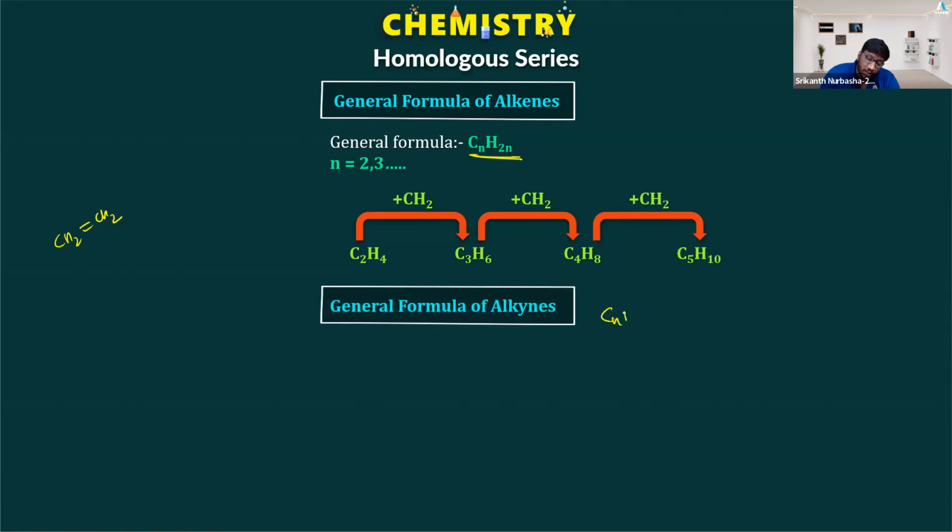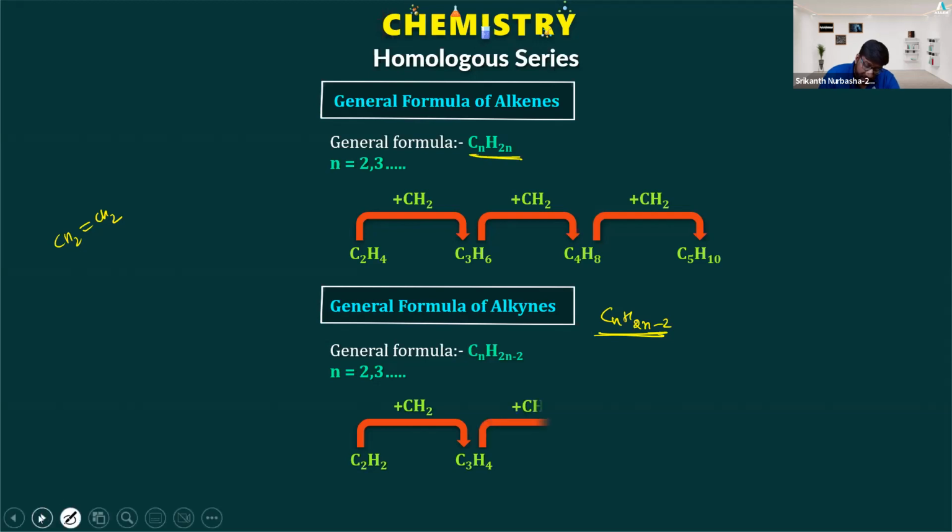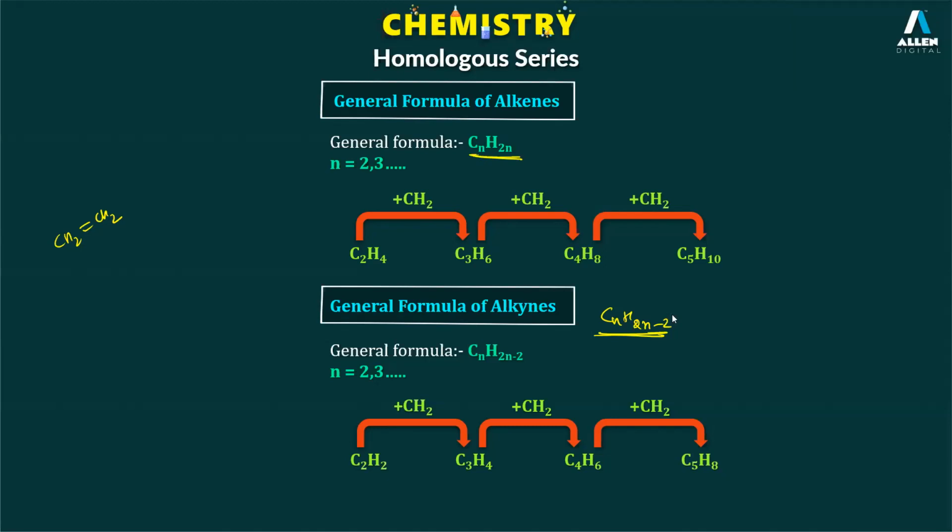Alkynes, what is the general formula? CnH2n minus 2. Here you can have one triple bond. Yes or no? The minimum number of carbon atoms required for an alkyne to be possible is 2 carbons. C2H2, C3H4, C4H6, C5H8. All of them fall under the formula CnH2n minus 2. Is that clear, students? Alkanes, alkenes, alkynes formulas. Yes, sir.